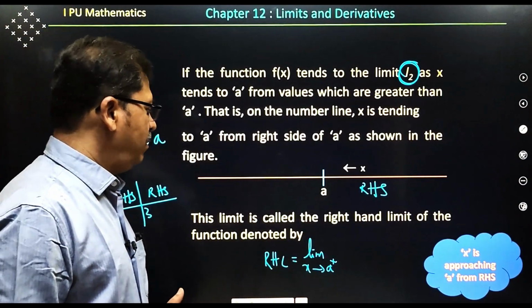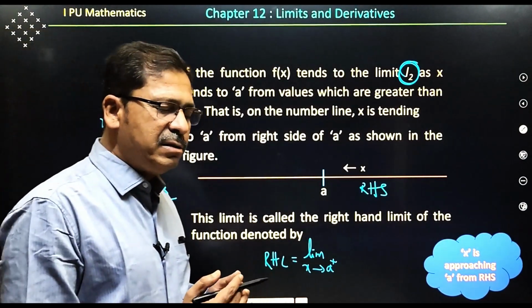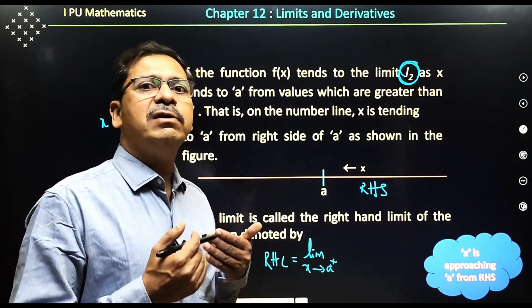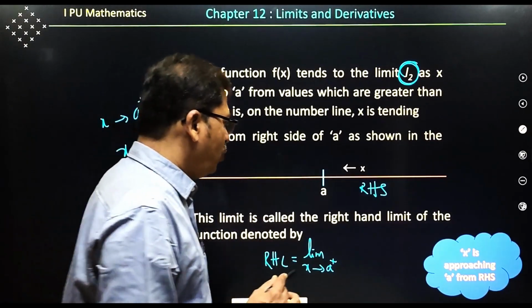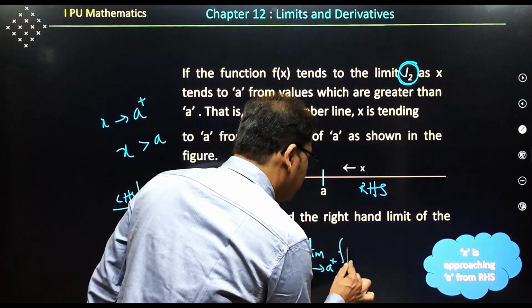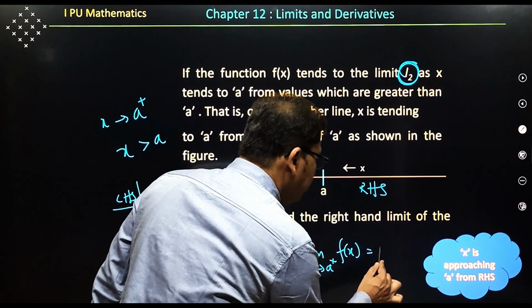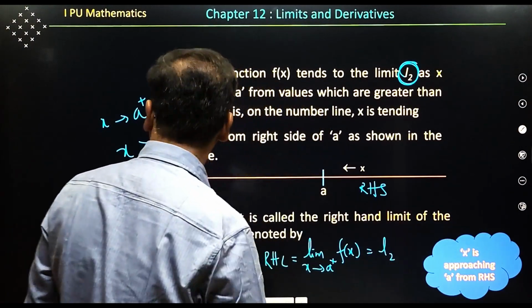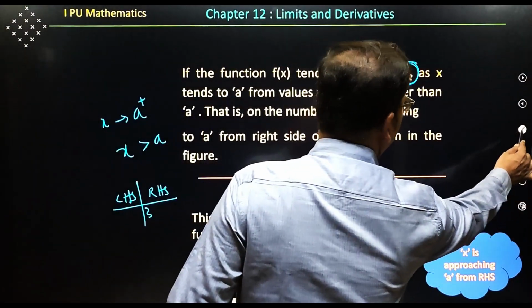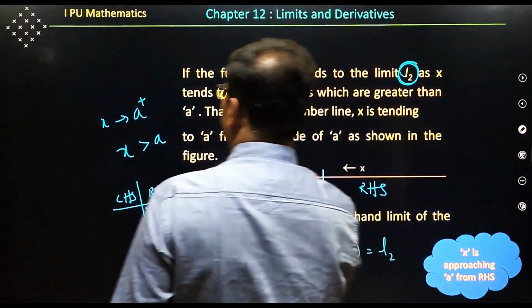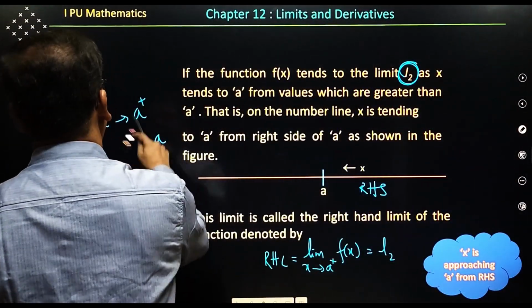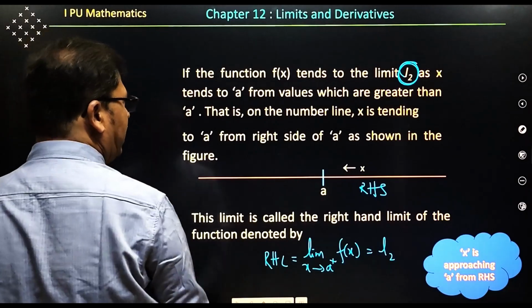See, a plus means x value is greater than a. So this is f(x), and this is equal to what here? L2. We represent it as L2 here. So this is the concept of the right hand limit. This is the right hand limit.